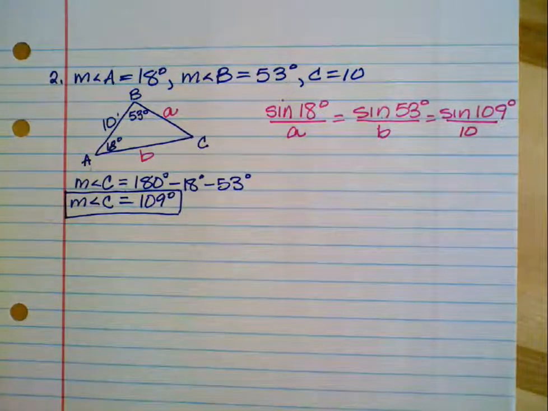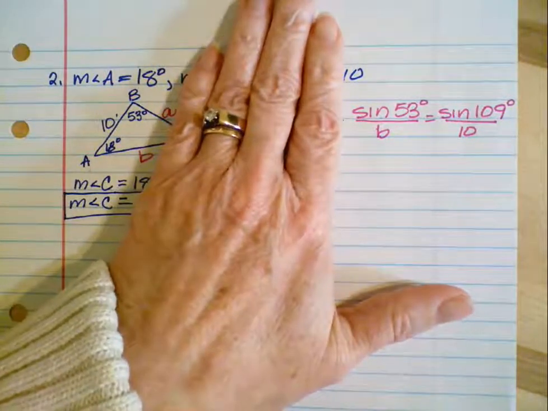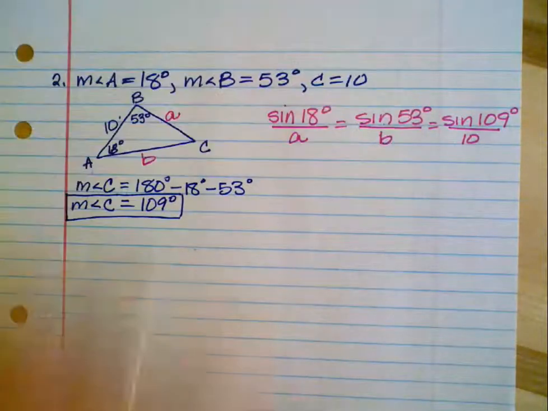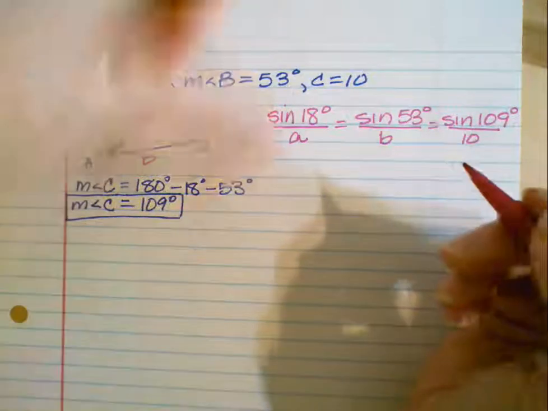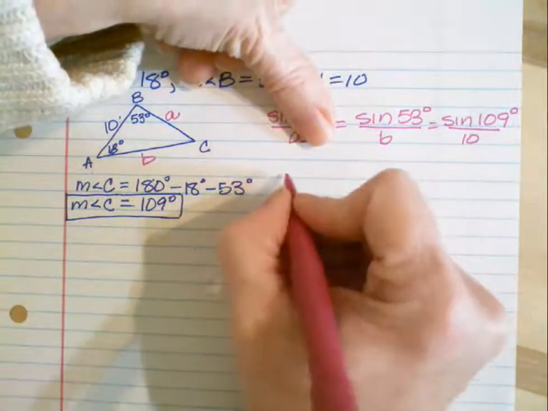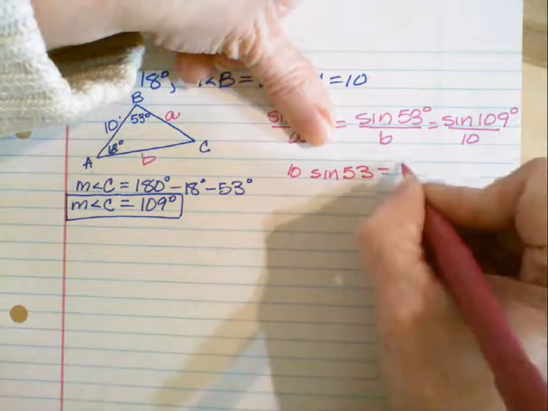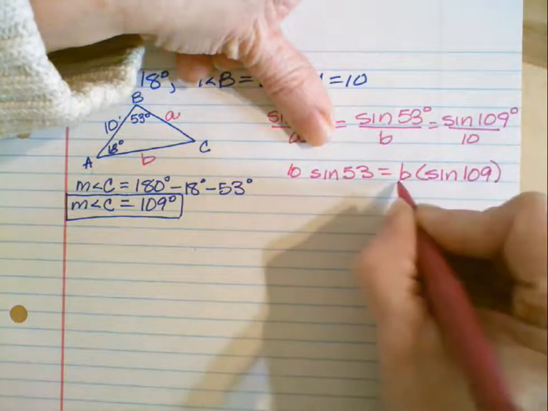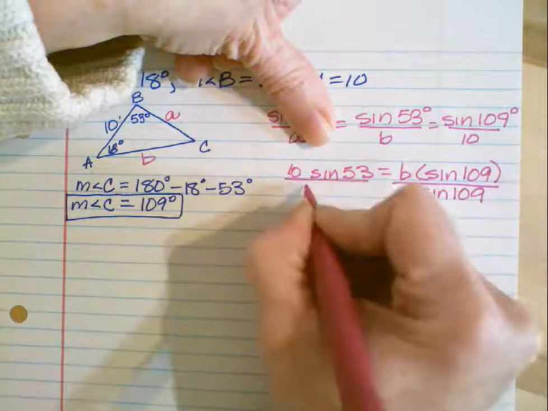So here you can see that your process is very similar to what it was last time. If we ignore this first ratio, we can cross multiply and divide to get the length of side B, and if we ignore the middle ratio, we can cross multiply and divide to get the length of side A. I'm going to speed through this process just like we did in the last bit. Ignore the first ratio first. So 10 times the sine of 53 is equal to B times the sine of 109. All of those, of course, are in degrees. To get B by itself, we divide by the sine of 109 on both sides.